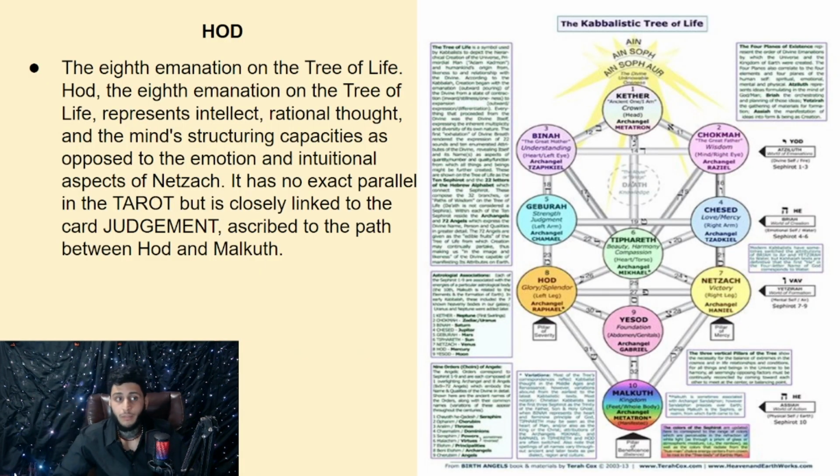Now we have Hod. The eighth emanation on the tree of life represents intellectual, rational thought, and the mind's structuring capacities as opposed to the emotion and intuitional aspects of Netzach. It has no exact parallel in the Tarot, but is closely linked to the card Judgment, ascribed to the path between Hod and Malkut.